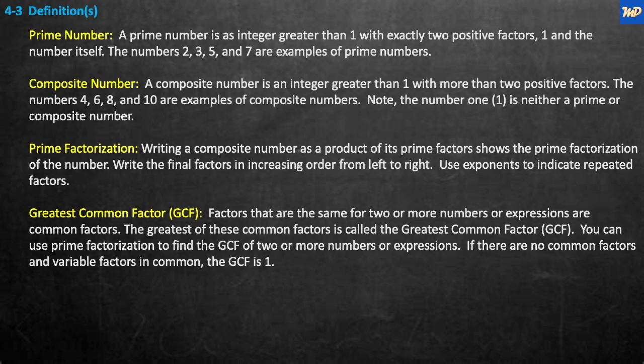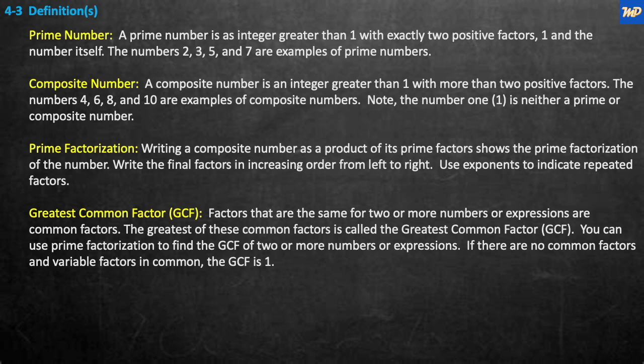Prime number. A prime number is an integer greater than 1 with exactly two positive factors, 1 and the number itself. The numbers 2, 3, 5, 7 are examples of prime numbers. A composite number, on the other hand, is an integer greater than 1 with more than two positive factors. The numbers 4, 6, 8, and 10 are examples of composite numbers. Note, the number 1 is neither prime nor composite.